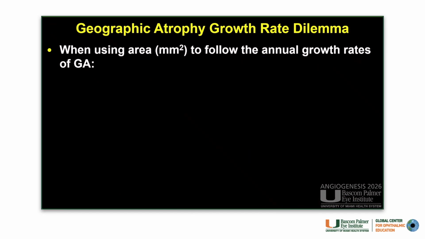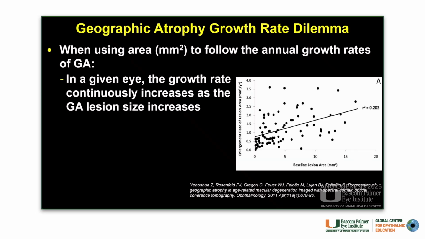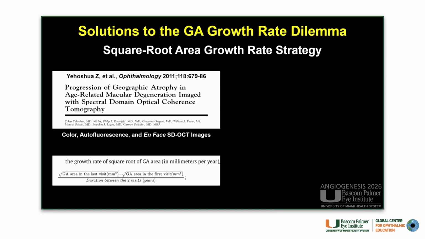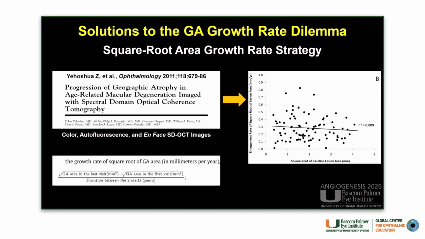And to address that question, we need to revisit a well-known dilemma, and that is that when using area in millimeters squared to follow the annual growth rate of GA, the growth rate continuously increases as the GA lesion size increases. And also the test-retest variability of measuring the area of GA changes as the lesion grows. This was addressed by Yehoshua and other authors by using the square root transformation of the enlargement rates, which significantly decreases the dependence of the growth on the baseline lesion size.